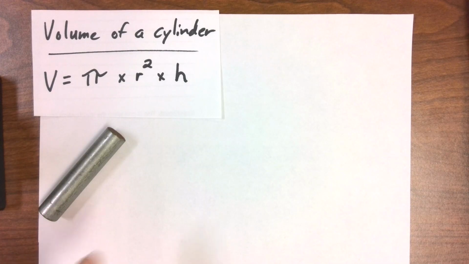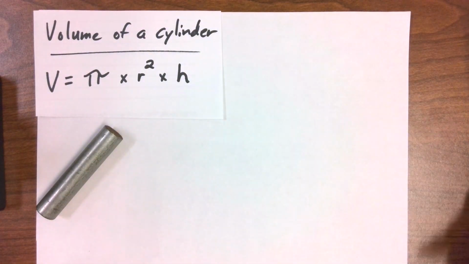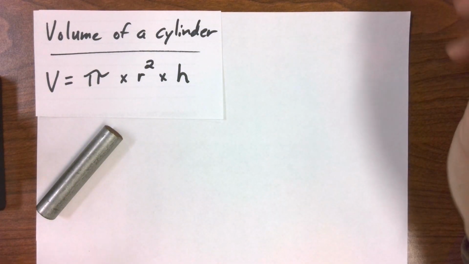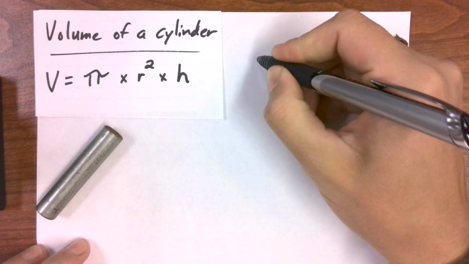Hey everybody, let's talk about how we would measure the volume of a cylinder using our metric units here. So this is the most complicated formula that we're going to be using in my class for calculating stuff like this, but it's really not that bad if you walk through it. So let's write it out over here.